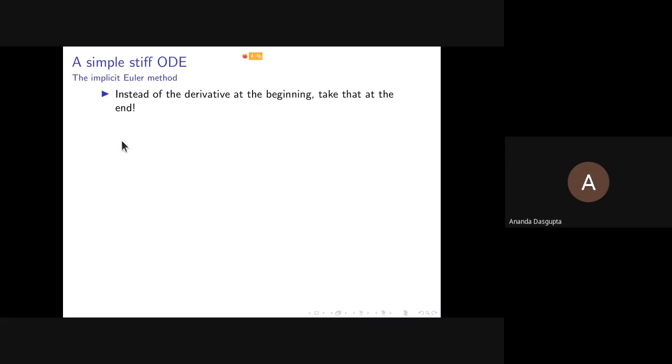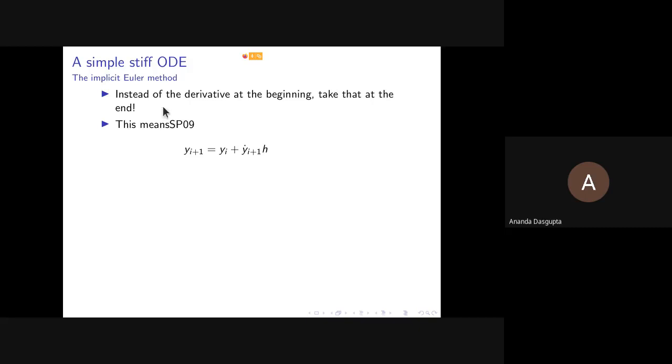So how you do this is, instead of taking the derivative at the beginning, take that at the end. Okay. However, you might very well wonder that we have already done that, right? We've already done something like the modified Euler method, where we took the derivative at the end of the interval to be the derivative throughout. However, this is different. So let me just tell you what this is, and then I will ask you to point out what is different here than the modified Euler or the endpoint Euler method.